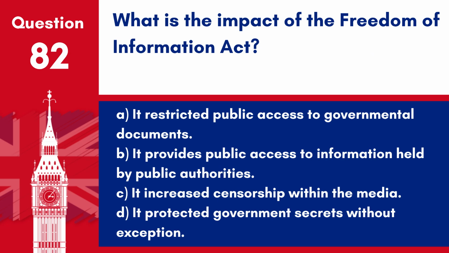Question 82. What is the impact of the Freedom of Information Act? A. It restricted public access to governmental documents. B. It provides public access to information held by public authorities. C. It increased censorship within the media. D. It protected government secrets without exception.